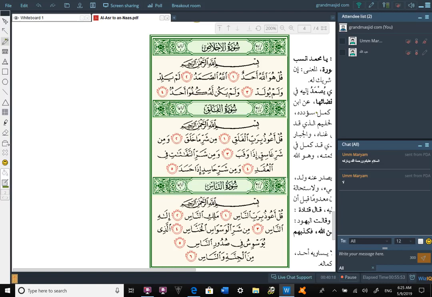Alladhi yuwaswisu fi sudurin nas, the one who whispers into the hearts of mankind, or the chests of mankind. Min al-jinnati wan nas, from the jinn. Min, harf jar, making the noun after it majroor. Jinnati, the collective noun for jinn, and this fatha here is for reading purposes. Min al jinnati wan nas. Nas is also majroor after the min, because the waw is harf atf, the connecting, which shows us the connection between the two phrases. So min al jinnati wan nas, from amongst the jinn and mankind.